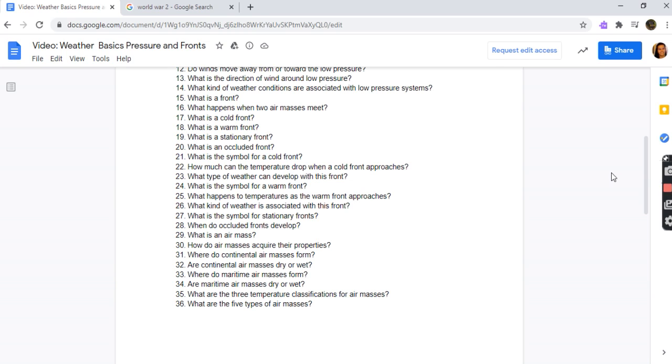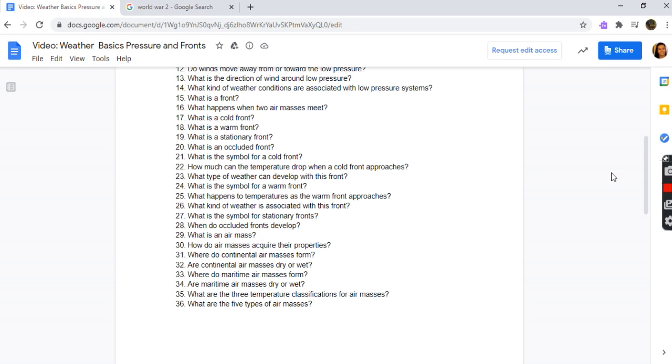What is a cold front? What is a warm front? What is a stationary front? What is an occluded front? What is the symbol for a cold front? How much can the temperature drop when a cold front approaches? What type of weather can develop with this front?